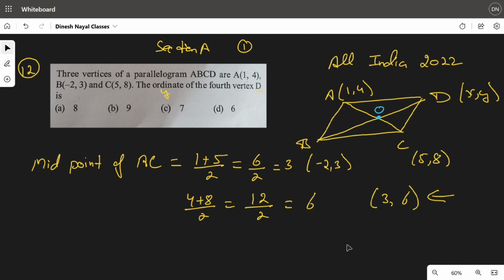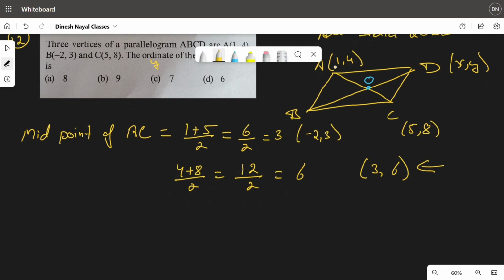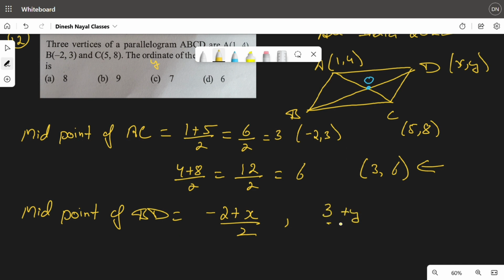Okay, now we have to find the midpoint of BD. So writing here the midpoint of BD. That will be (minus 2 plus x) by 2, the x coordinate, and the y coordinate will be (3 plus y) by 2. So these are the coordinates of the midpoint of BD. Now we know that these two midpoints are O only. Hence, we can equate them.